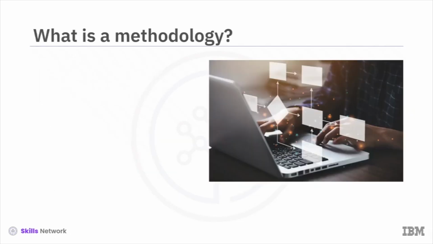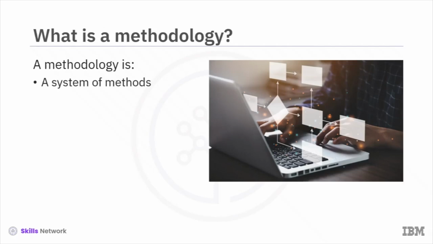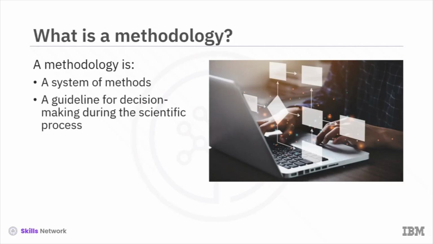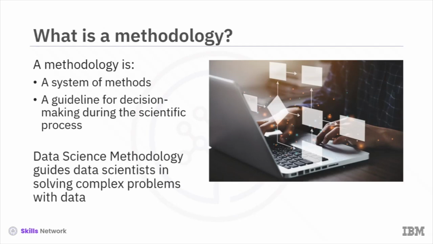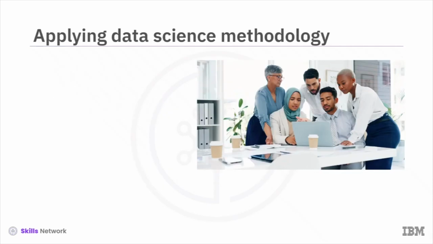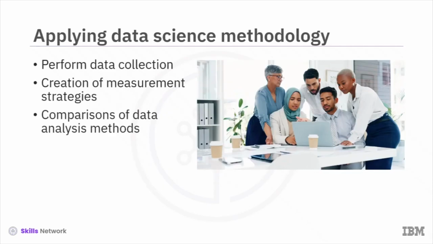So, what is a methodology? A methodology is a system of methods used in a particular area of study. A methodology is a guideline for the decisions researchers must make during the scientific process. In the context of data science, methodology is a structured approach that guides data scientists in solving complex problems and making data-driven decisions. Data science methodology also includes data collection forms, measurement strategies, and comparisons of data analysis methods relative to different research goals and situations.